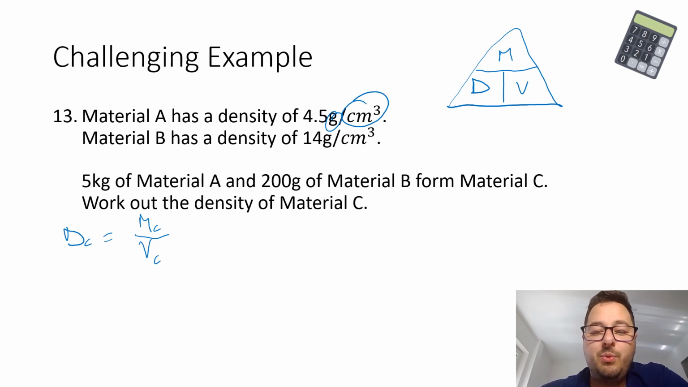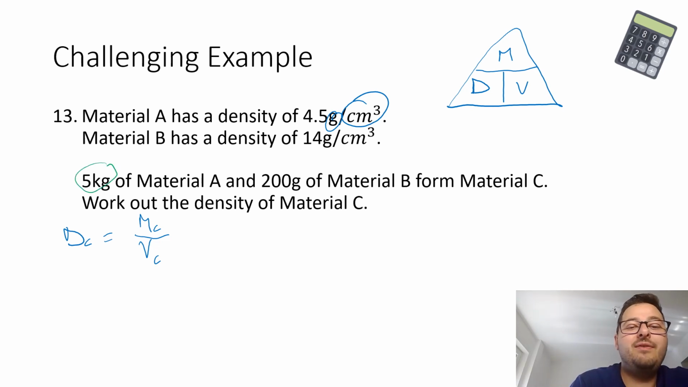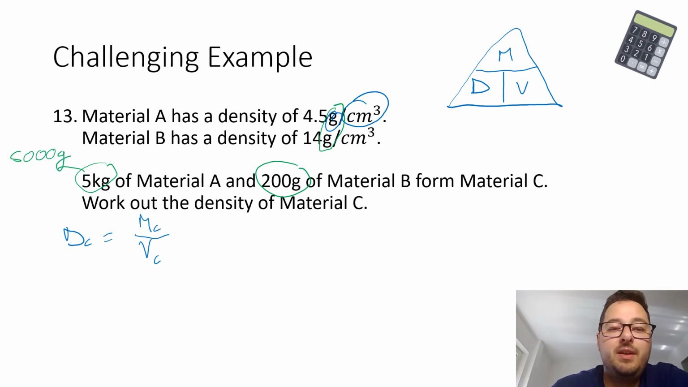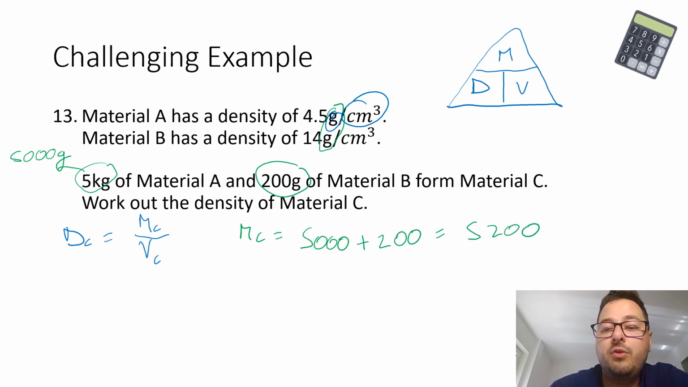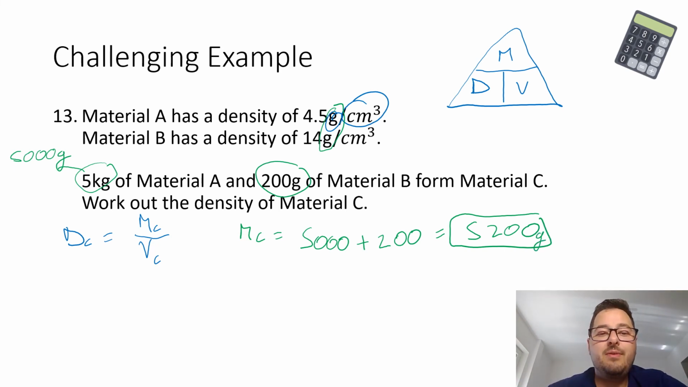Well, we can figure out the first one already because the mass is going to be these two weights added up, because we've got 5 kilograms of A and 200 grams of B come together. So we can definitely work out the mass. So let's do it in grams. We'll keep this 200 grams, but we'll make this 5 kilograms the same as 5,000 grams. So the mass of C is going to be 5,000 plus 200, which is 5,200 grams.